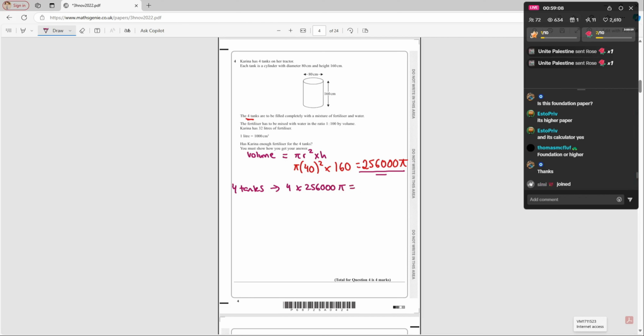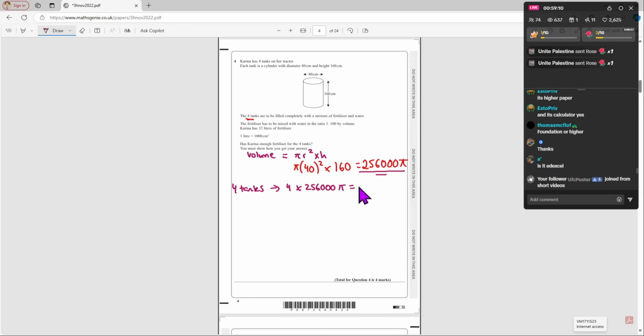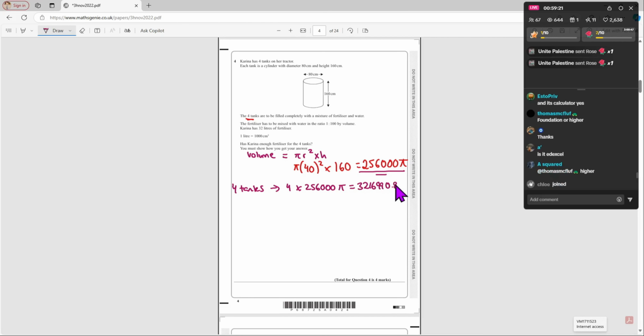You do it into the calculator. This is a calculator paper. You're going to use your calculator for this. We're going to get into big numbers now. It's going to be 3,216,990.877 centimeter cubed. Okay, centimeter cubed. It's going to be a long number, so make sure you write every single thing in your calculator display.